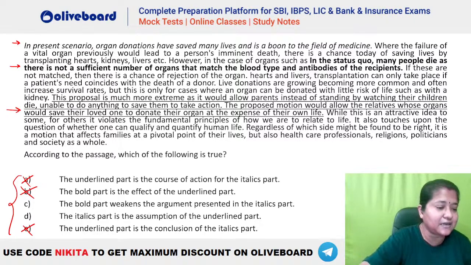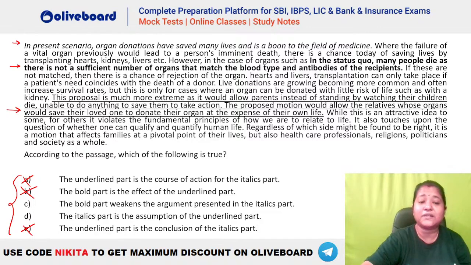Ma'am, but in the underline, it was saying that due to a deficiency of donors, parents are crying about their children now. Absolutely, that is right, Shravani. But option B would not be the one, because it is not the effect here. The bold part being the effect of the underlined part is not happening here, because they are contradicting each other. The underlined part is talking about not having donors, but they are getting organs, right? The children are getting organs from their parents or from their relatives. Now the bold part is directly eliminating any donor, any organs getting in there, right? So these two are contradicting each other. I hope this is clear.